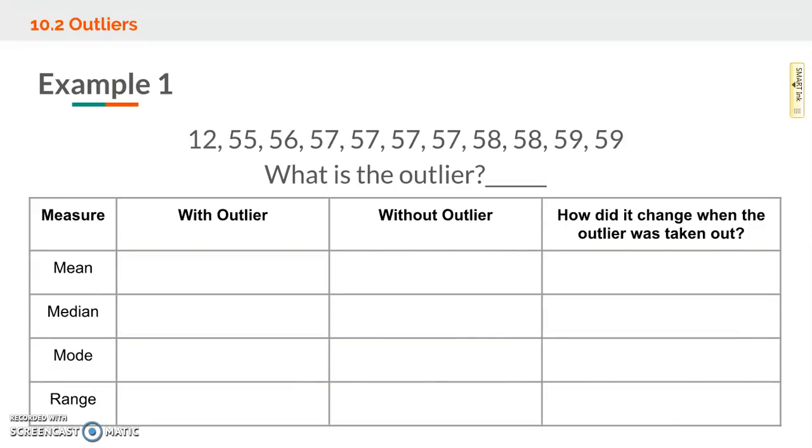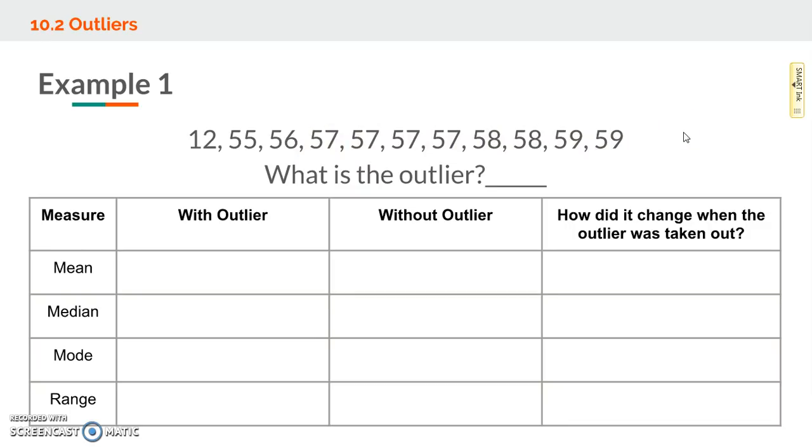All right, so here we go. Here's our first example. This screen here is what you're going to need to write down. On your worksheet for tonight's homework, it's going to look exactly like this, and you're going to have to fill in the blanks, which means you're going to have to create that in your notebook. So step number 1, let's write down our numbers here. We have 12, 55, 56, 57, 57, 57, 57, 57, so there's 4 of them, 58, 58, 59, and 59. So if we count them up, 1, 2, 3, 4, 5, 6, 7, 8, 9, 10, 11.